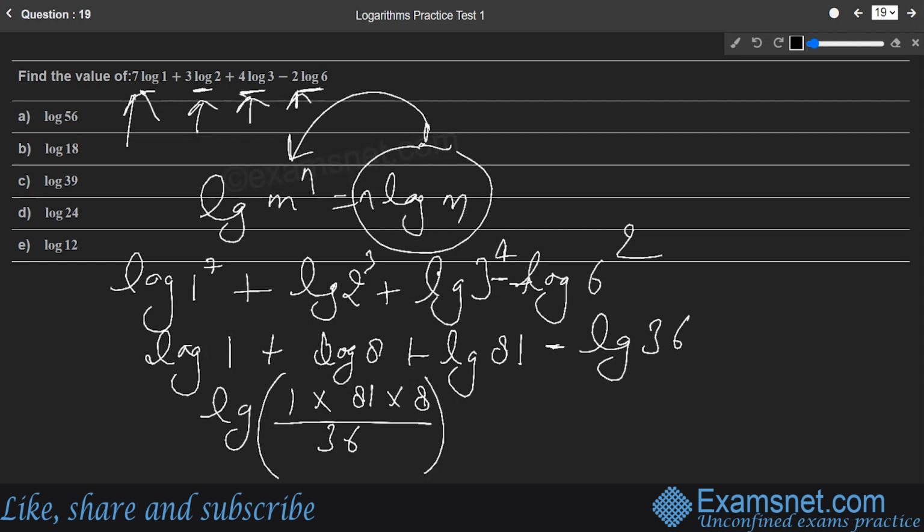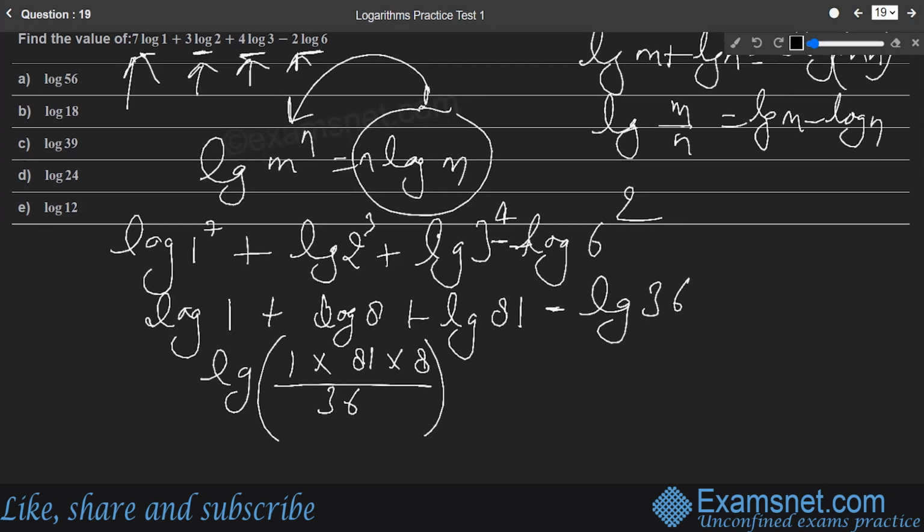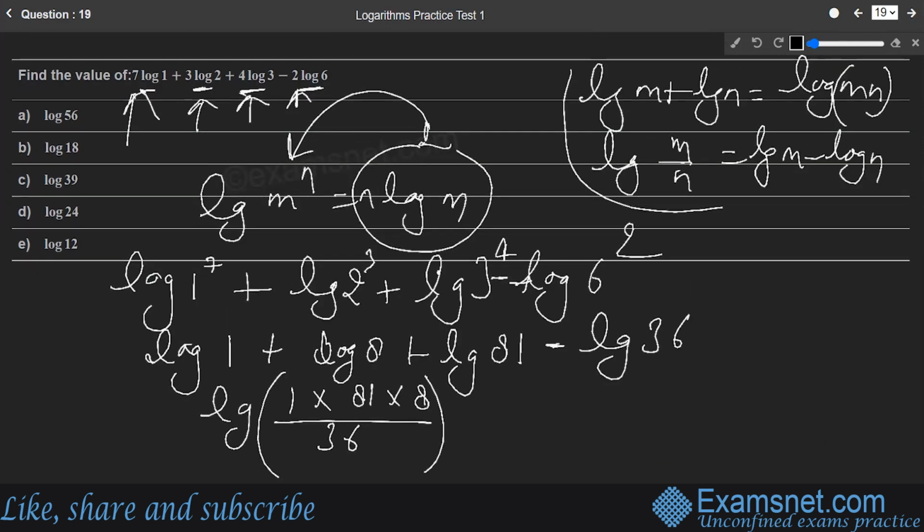How have we done that? Because there's a property: log m plus log n is always equal to log of m into n. And one more property is log m by n is nothing but log m minus log n. So whichever terms were connected by a subtraction sign have come in the divide form, and those connected by a plus sign have converted into multiply form.